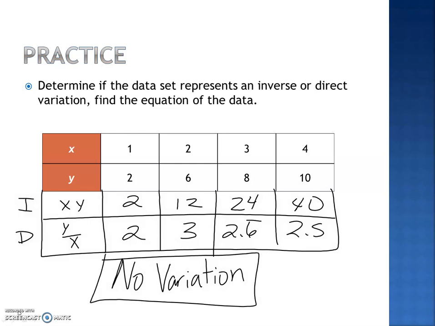Okay, so again, I'm looking at this row. These do not match up. It is not inverse. These do not match up. It is not direct variation. So this is an example where there is no variation for your problem. And that is it on the variation.